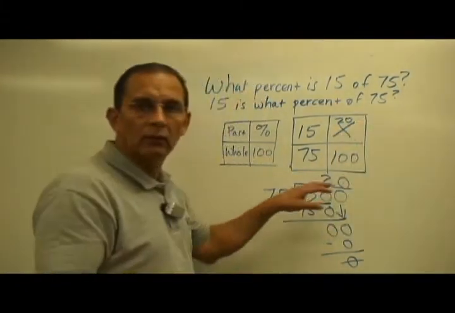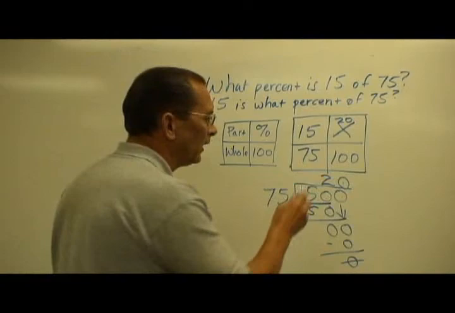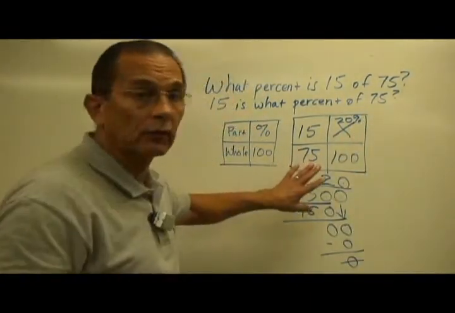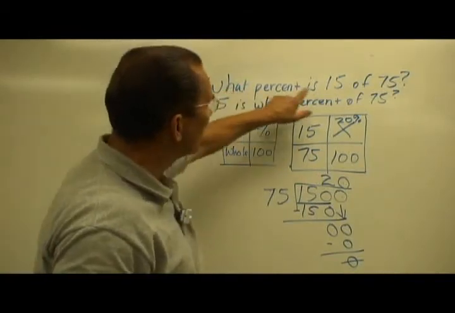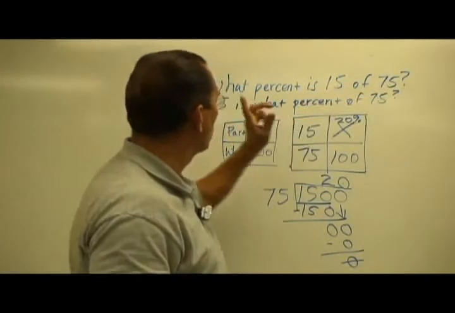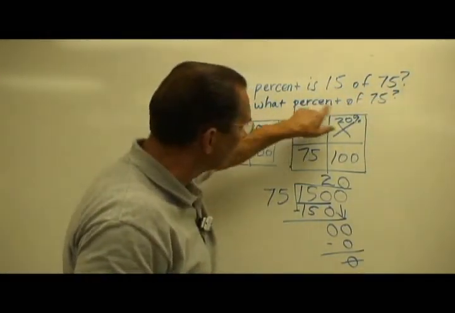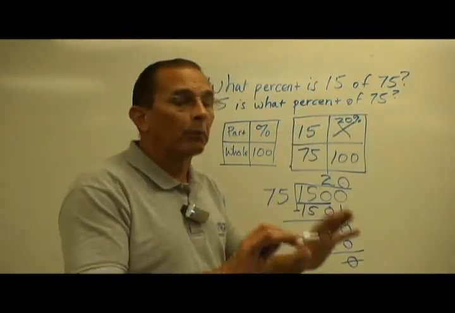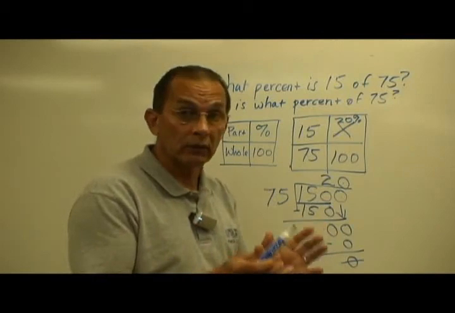No need to do any messing around with that 20. It just goes right in here and it becomes 20%. So we've answered the question. What percent is 15 of 75? Or 15 is what percent of 75? It is 20%. The box method is very straightforward, very simple.